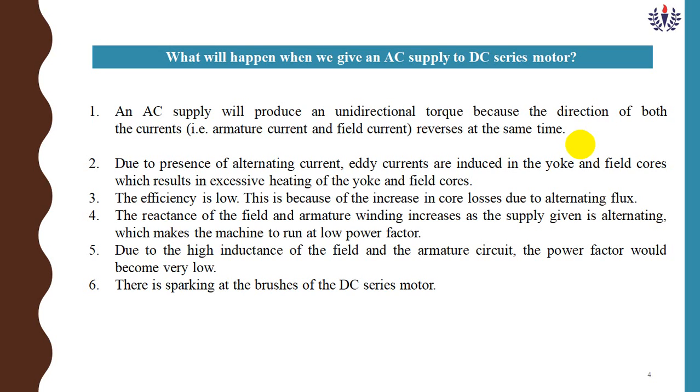Because the power factor is very low, sparking takes place at the brushes, which are connected in the armature part. In the armature, there are two parts connected: the commutator and brushes. The commutator is a rectifier which converts AC to DC. So there is a spark produced. If we give AC supply to DC motor, this is one 5-mark question. If I ask in your internal what will happen when you give AC supply to DC series motor, first you write these 5 or 6 points, and you will get 5 marks.